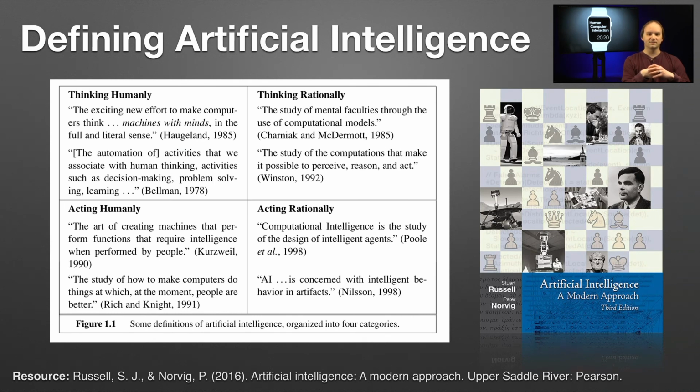But this is kind of the textbook to go to for any questions about AI. So, Artificial Intelligence: A Modern Approach. It's a really good book. It kind of has all of the basics of AI in it. But we'll start with defining AI.